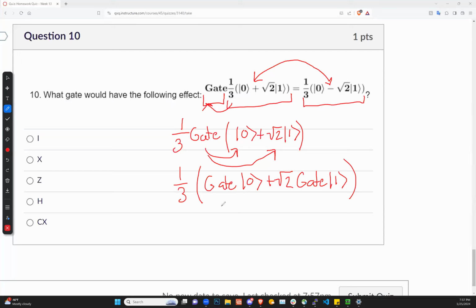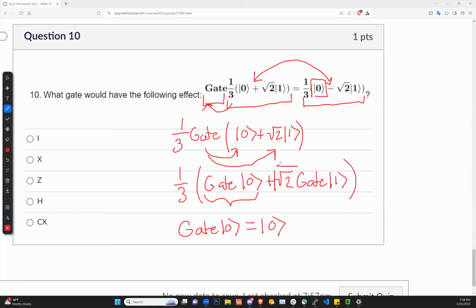So you'll notice that the gate applied to the 0 state has coefficient 1. And the only state we have with coefficient 1 here is the 0 state, right? So we know that the gate applied to the 0 state just has to be the 0 state. In other words, the gate does nothing to the 0 state. What about the 1 state?